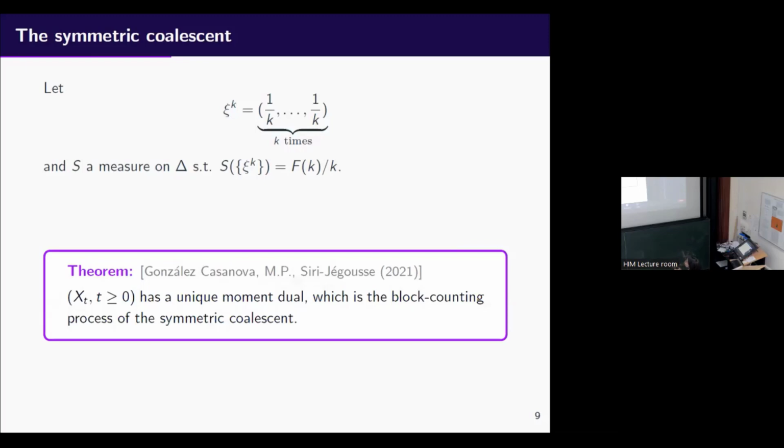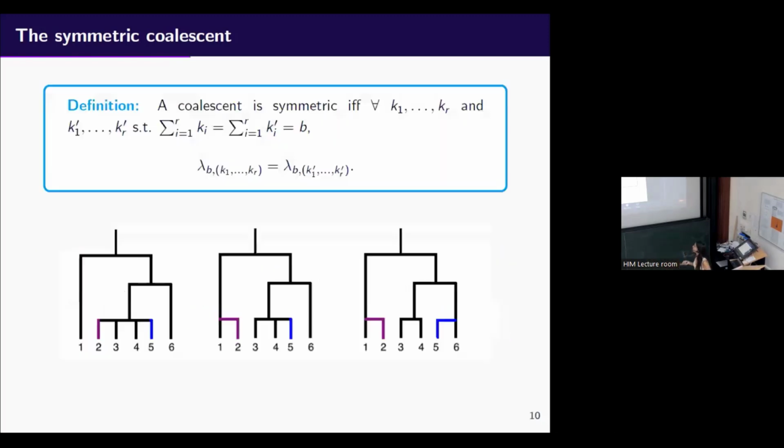And we proved that if you take the measure Xi like this, so you choose the partition in k little segments at rate f of k divided by k, where f is my measure that was telling me each time I have a bottleneck in my population, the population size is decreased to something that is given by this f. Okay, and we proved that this symmetric coalescent is the moment dual of the exhaustive, which is my Wright-Fisher diffusion with bottleneck, the one that had little jumps.